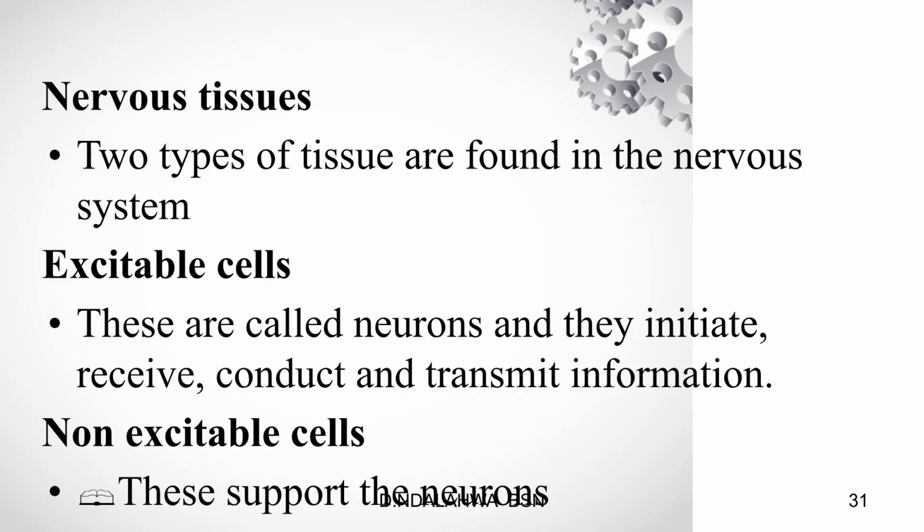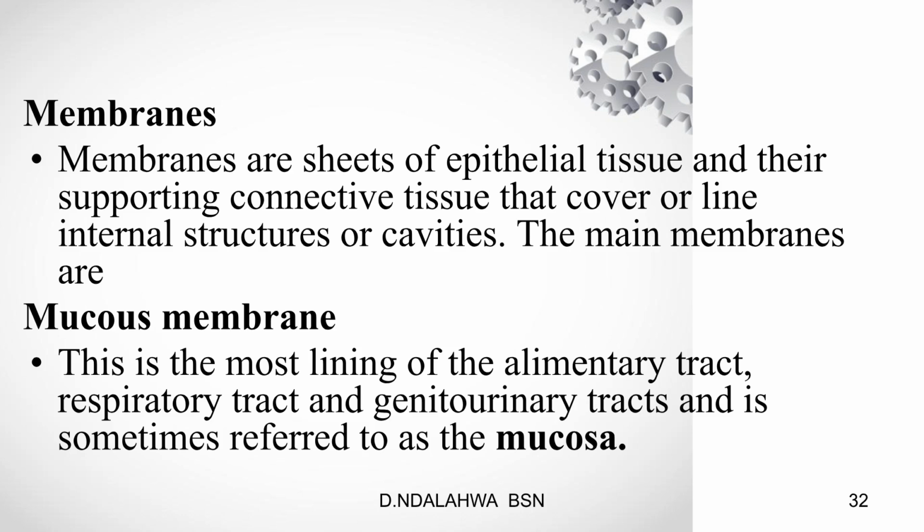Nervous tissues consist of two types of cells: excitable cells called neurons, which initiate, receive, conduct, and transmit information, and non-excitable cells which support the neurons. Membranes are sheets of epithelial tissue and supporting connective tissue that cover or line structures. The mucous membrane, or mucosa, lines the alimentary, respiratory, and genitourinary tracts.